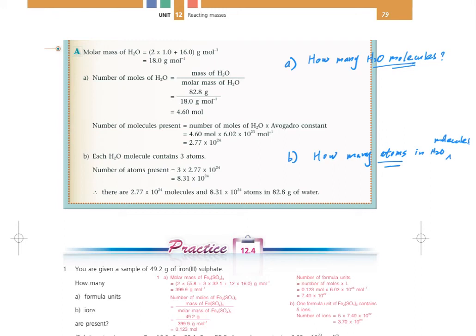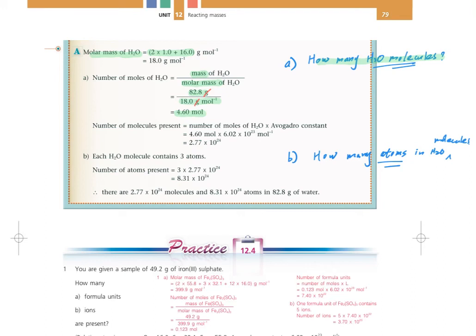Part A, the question asks you how many water molecules are in it, right? Given the mass, the molar mass you can find from the periodic table. You just add all the relative atomic masses of hydrogen and oxygen to find the molar mass of water. So 82.8 grams divided by 18 grams per mole. Grams and grams cancel out, leaving 1 divided by mole to the power -1. So the final answer is 4.6 mole. Find out the number of moles first.